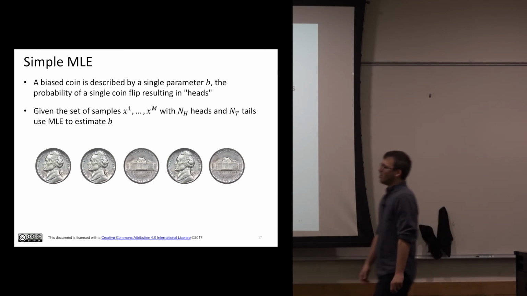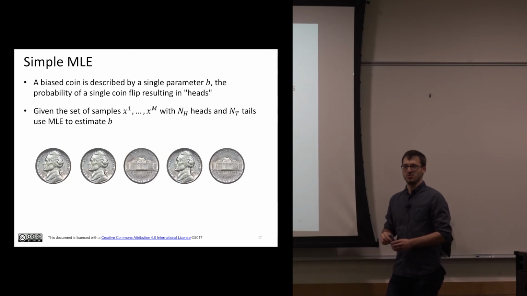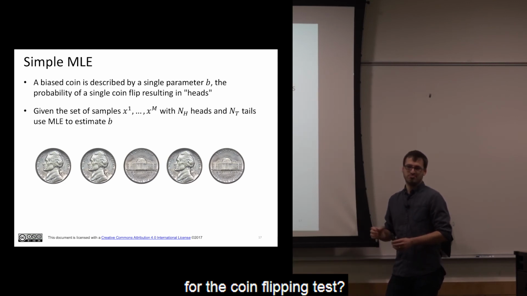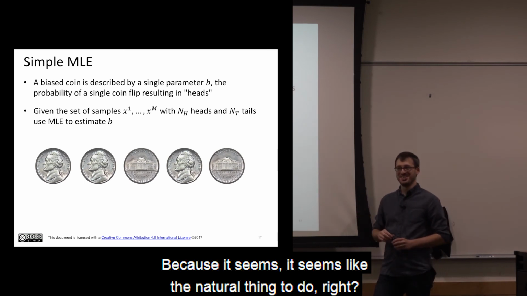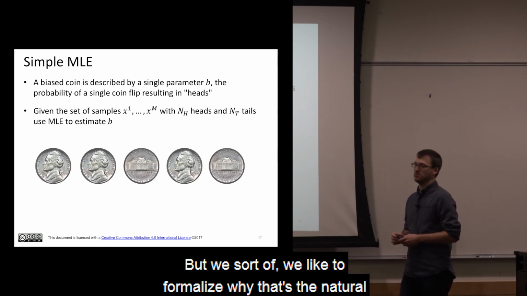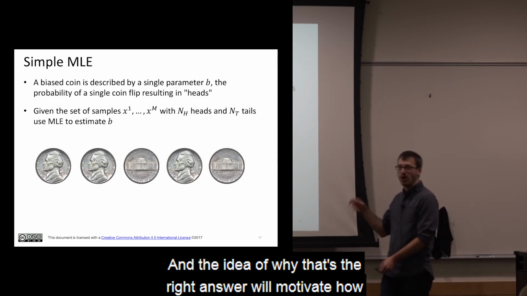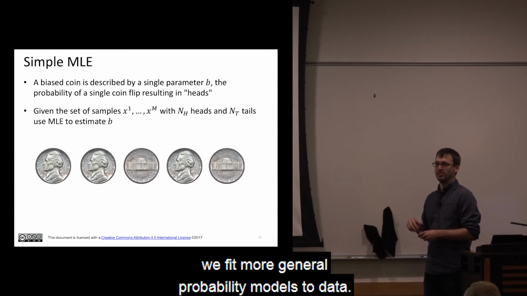But why is it? Why should that be a reasonable estimate for the coin flipping test? Because it seems like the natural thing to do. But we'd like to formalize why that's the natural thing to do. And the idea of why that's the right answer will motivate how we fit more general probability models to data.